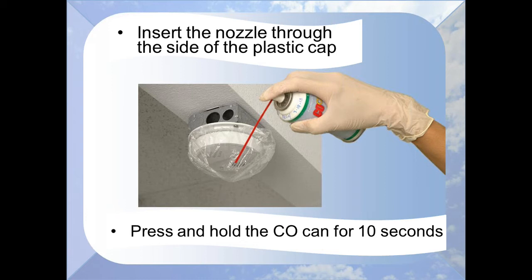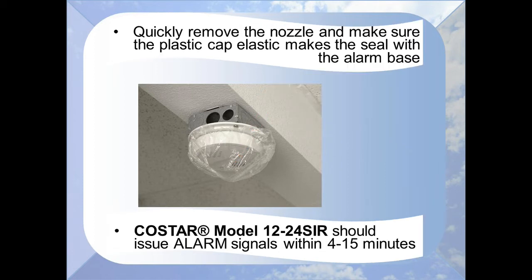We use a gas that is 2,800 or slightly higher, 3,000, up to 5,000. For safety reasons, we don't go over 5,000. So any of those gases are acceptable. You can buy them on the internet, or you can buy them from us. Quickly remove your nozzle. Make sure the plastic elastic cap makes a seal around the alarm. And then you go on and do the next one.